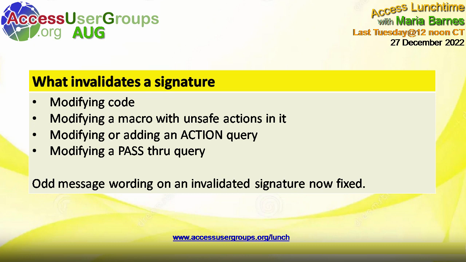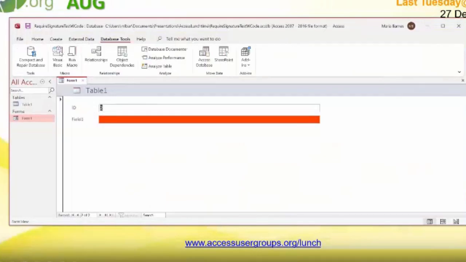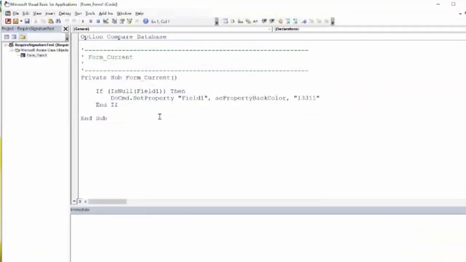Okay, let's talk a little bit about what invalidates the code signature. If you go in and modify the code, if I modified something in here, even if all I do is add a comment, hello, or like I believe Colin said, if you just hit the save button, that is going to invalidate this code signature.